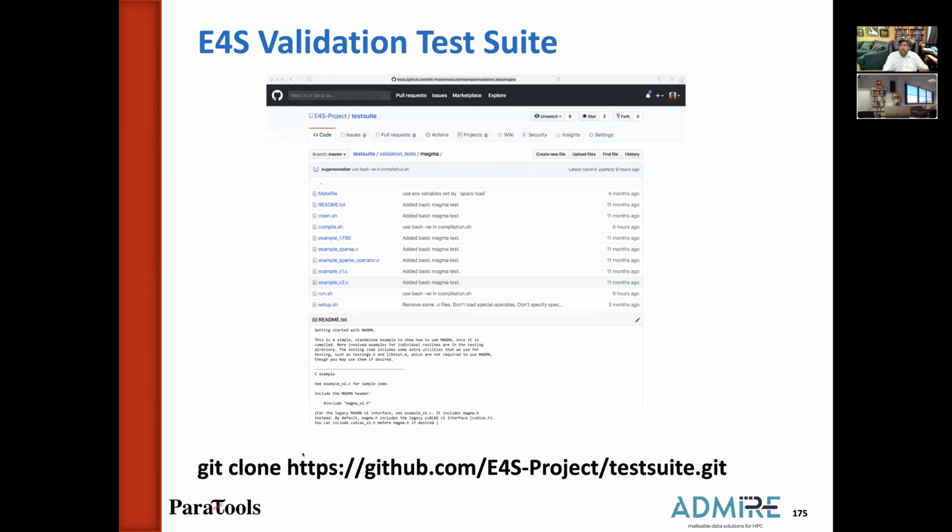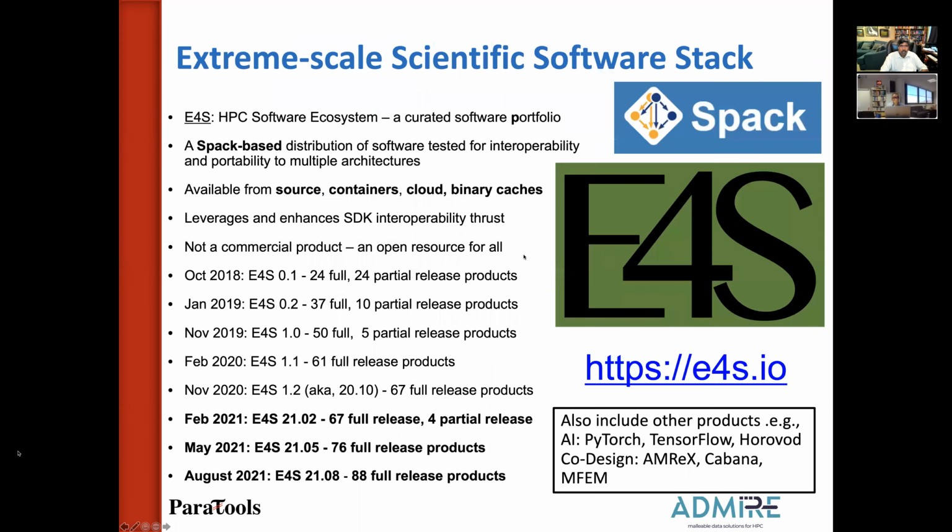Now, it's important to not just compile the code and install it, but it's also important to verify that you are able to run the code and then generate results that look okay. So we have scripts such as setup.sh, compile.sh, clean.sh, run.sh in each directory for the validation test suite. And here is the directory for Magma, one of the libraries that E4S supports.